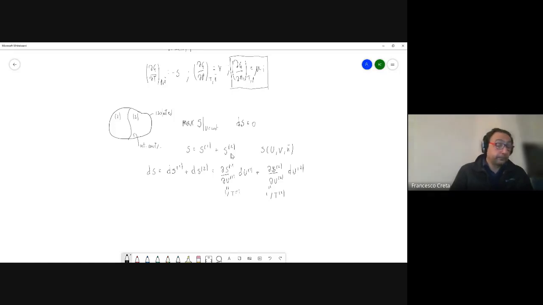Okay. So I can rewrite this as 1 over the temperature 1, dU1, plus 1 over T2 dU2, okay? That's our dS, but we have to place the 0 at equilibrium. Let's see what we can understand about this.